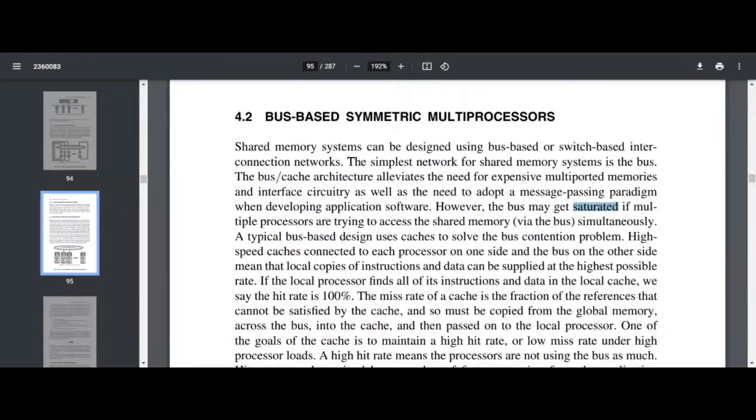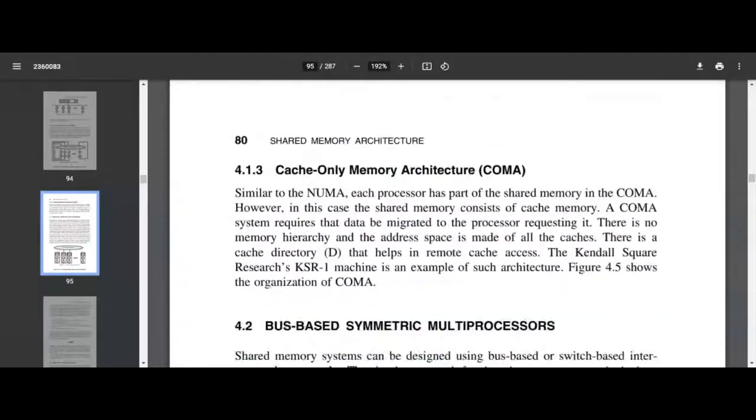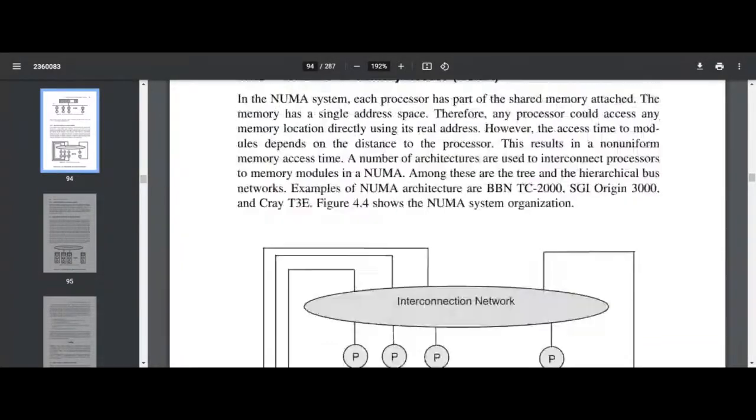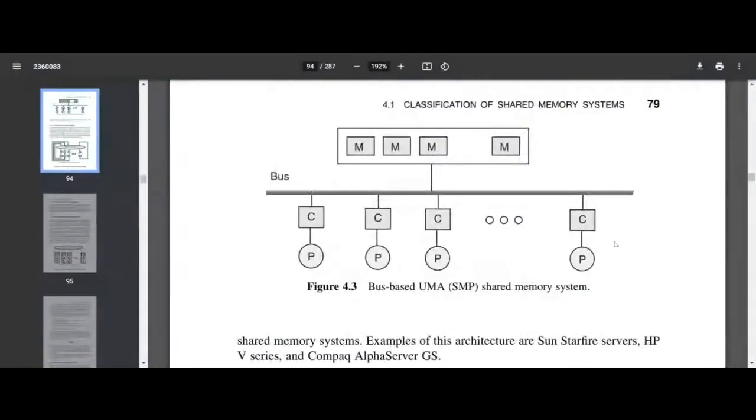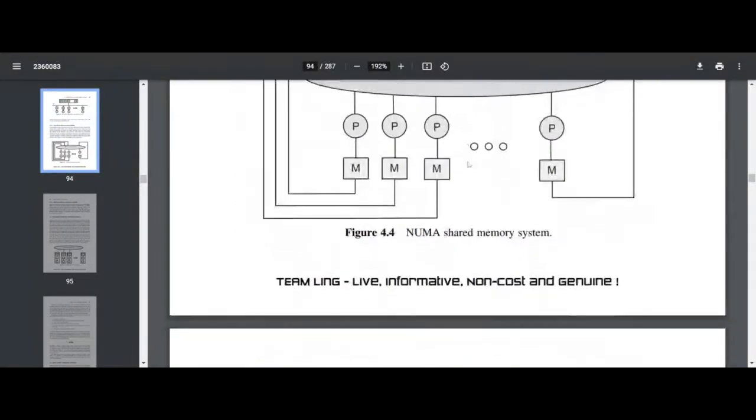So a typical bus-based design uses cache to solve the bus contention problems. High-speed caches are connected to each processor on one side. Every time you talk about high-speed caches, they have only one port which is connected to each processor, like in the picture above we have discussed, on one side, and the bus on the other side. If we go towards the picture over here, you can see a bus, and then you have a cache directory which is connected towards a single bus.